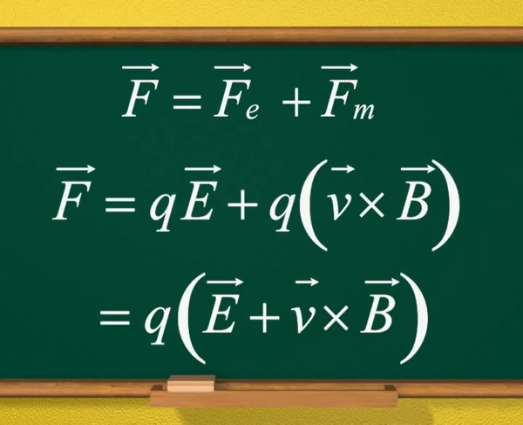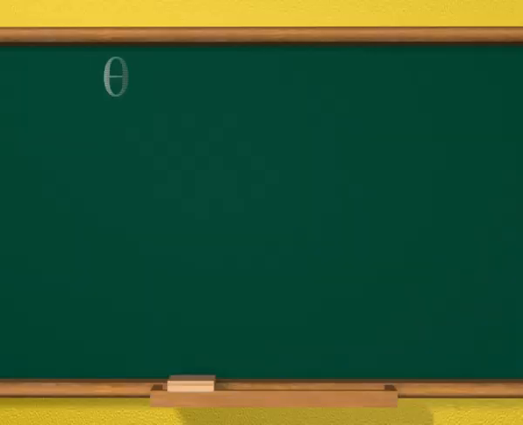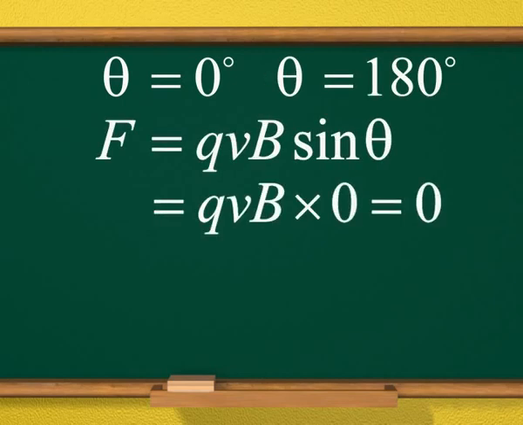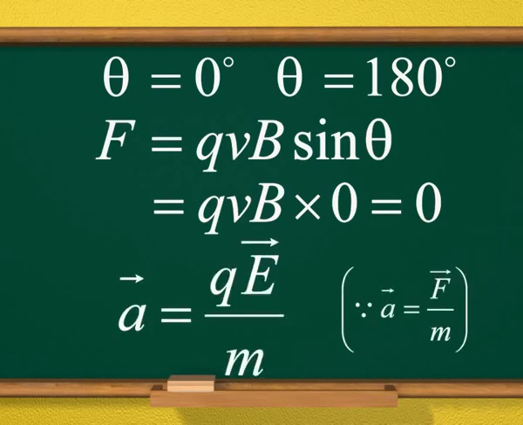Now tell me, what would happen if v, E and B were collinear? When v, E and B, all three are collinear, the charged particle is moving parallel or anti-parallel. The force due to magnetic field becomes zero. And due to the electric force on the charged particle, an acceleration vector a will be produced on the charged particle, which is equal to q vector E by m along the direction of electric field. As a result, there will be a change in the speed of charged particle along the direction of the field.